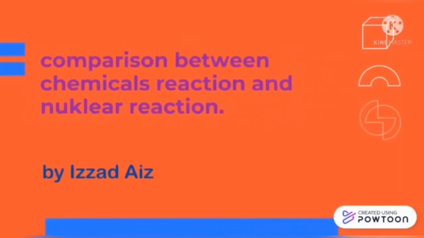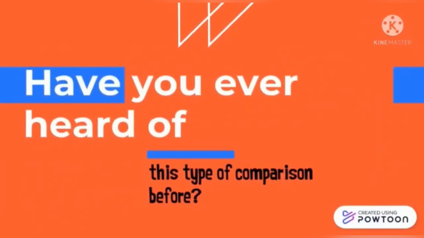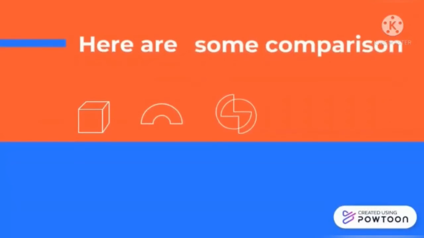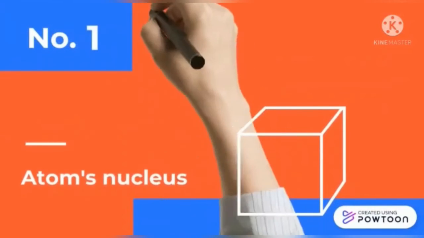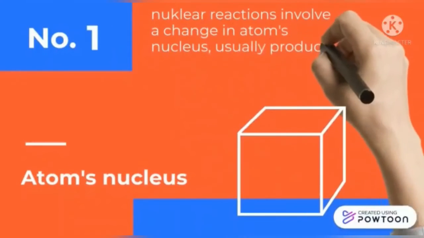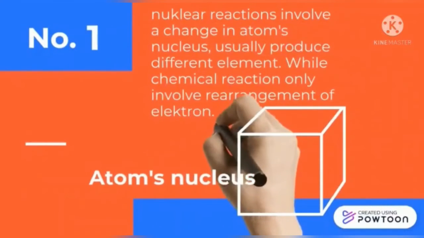Okay, this is Aizudin, so we were going to talk about nuclear reaction comparisons first. Okay, first is atom nucleus. Nuclear reactions involve interchange in the atom nucleus and usually produce a different element, while chemical reactions only involve rearrangement of the electrons, guys.